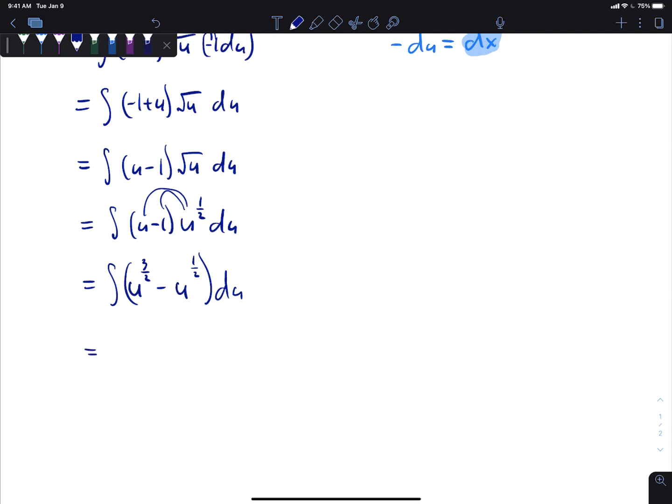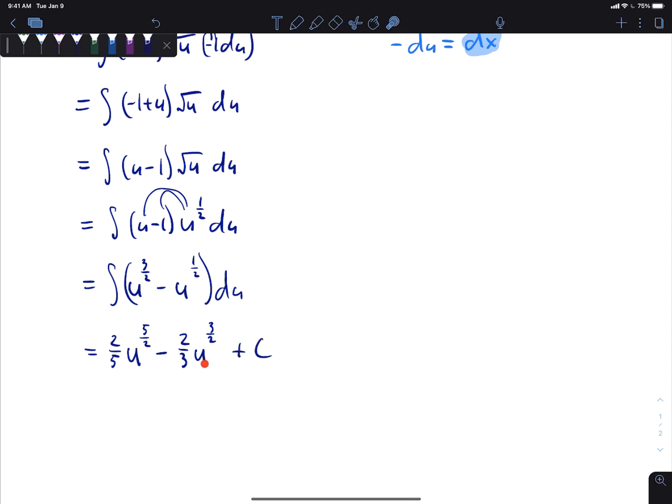And then you can just take the integral of that. So the integral of u to the 3 halves, well, first of all, just rewrite the u, add 1 to the exponent, makes that positive 5 halves, and out to the front, multiply by the reciprocal, which is 2/5. Minus, and again, u to the 1/2 plus 1 is positive 3 halves, and then out to the front, the reciprocal, 2/3. Plus C at the end.